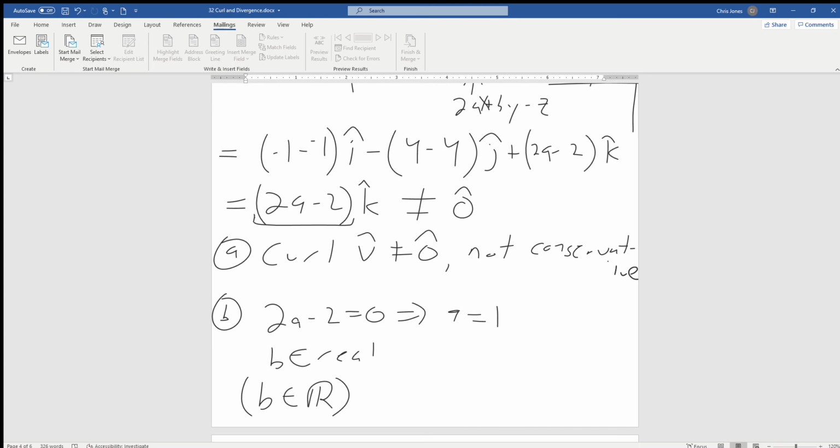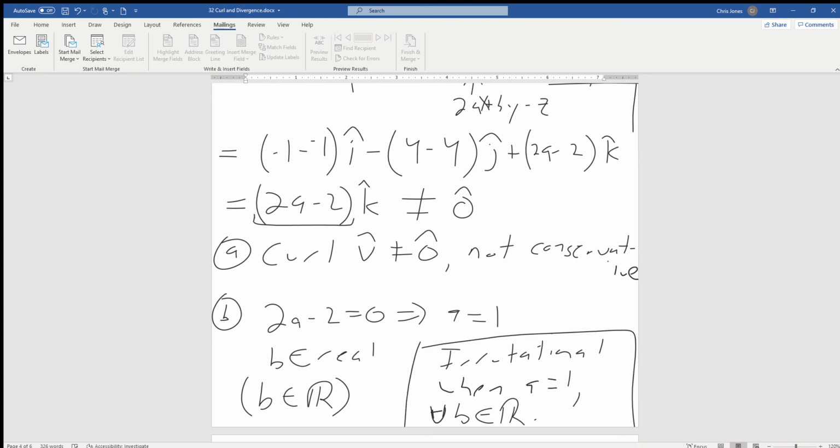In this case, we're going to say it is irrotational when a is equal to 1 and for all real numbers b, or we could just say for all b as an element of the real numbers. You could just write that out if you wanted to, however you want to do it.